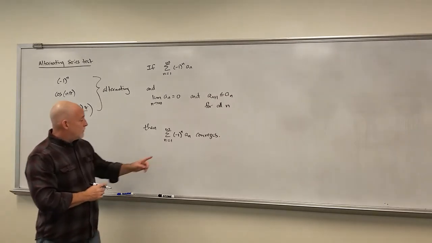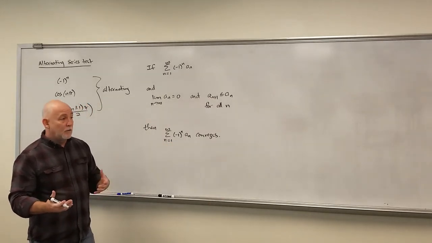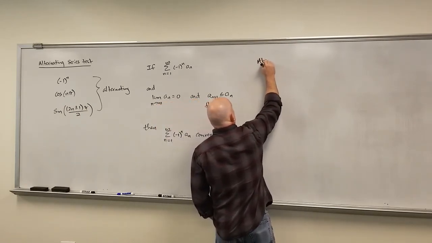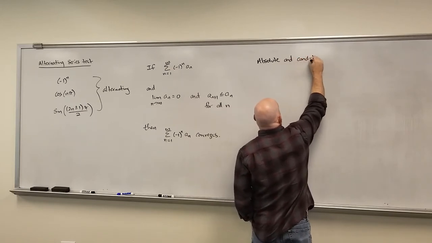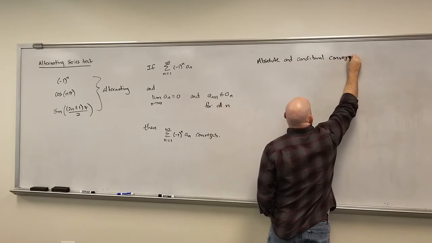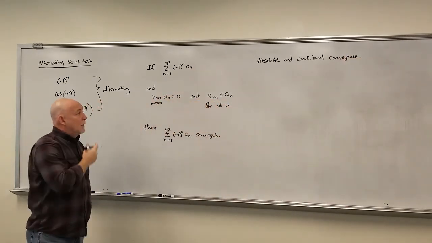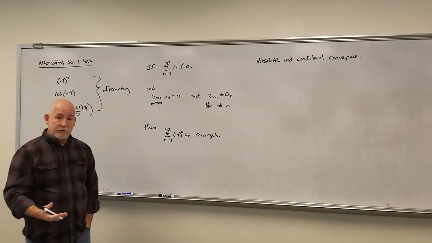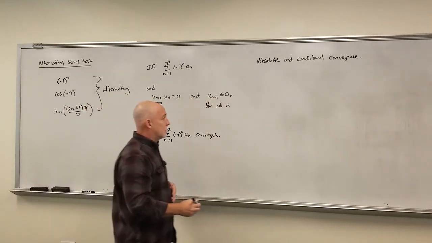Well, now that we've introduced this alternating part, we've actually introduced another type of convergence that can happen, and this is called absolute and conditional convergence. All right, now again, my notation is going to be a little bit weird here. You're going to kind of see this in almost every textbook that you read, and I'm sorry for the confusion here, but you'll see what I mean.